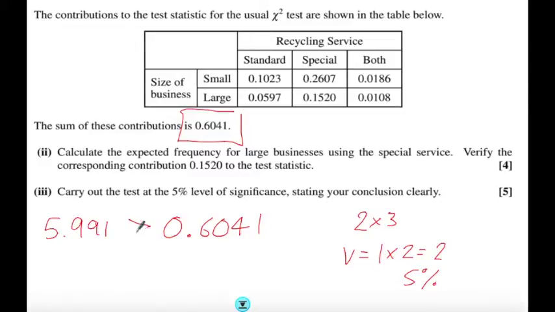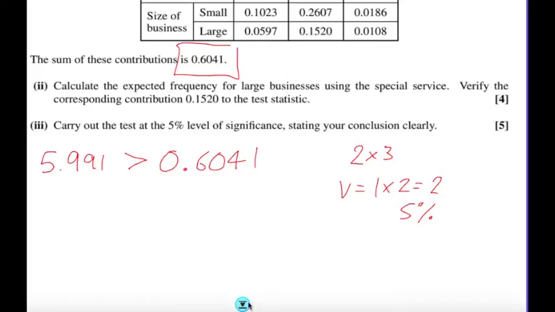So 5.991 is clearly greater than 0.6041. So this is basically, for a table with 2 degrees of freedom, what you'd expect to get as a sum of contributions. Generally, that's the highest it would be 5% of the time. So given that ours is nowhere near that high, we can accept H0.